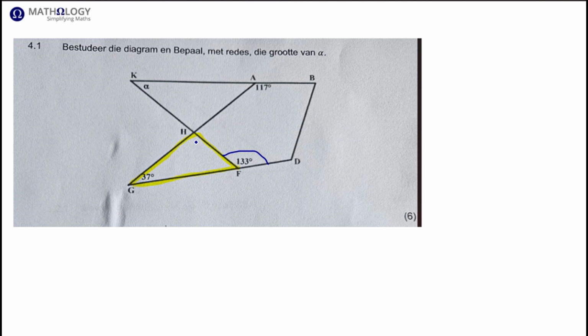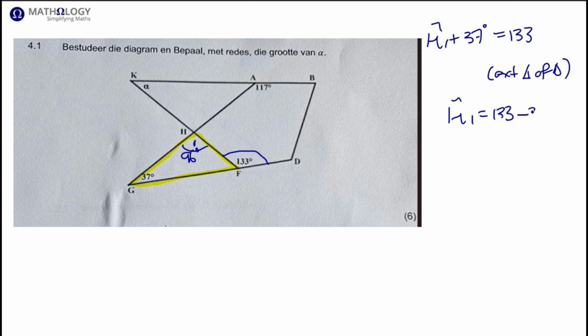This angle of 133 equals, if we call this angle H1, then H1 plus 37 equals 133 degrees. So H1 is 96 degrees. That's because the exterior angle of a triangle equals the sum of the two opposite interior angles. So H1 is 133 minus 37, which is 96 degrees.